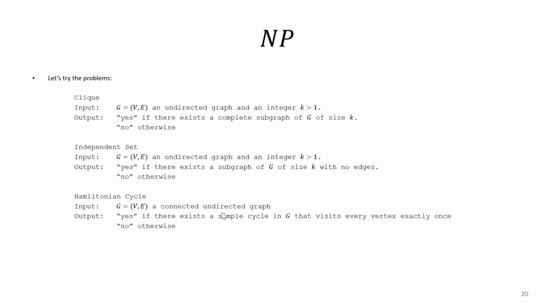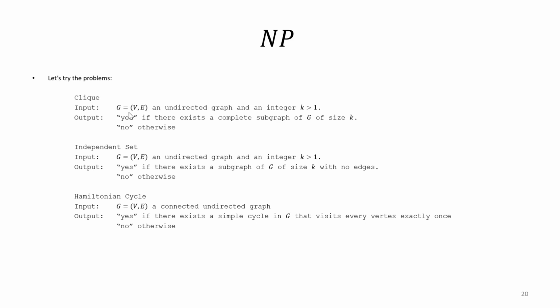And at least for the Hamiltonian cycle case, I will assume that the underlying graph is already connected. However, for clique and independent set, that's not something that I will require. However, also for both of these problems, the graph is not just the input. We will also include an integer k greater than 1. And then, let's look at the clique one in particular.